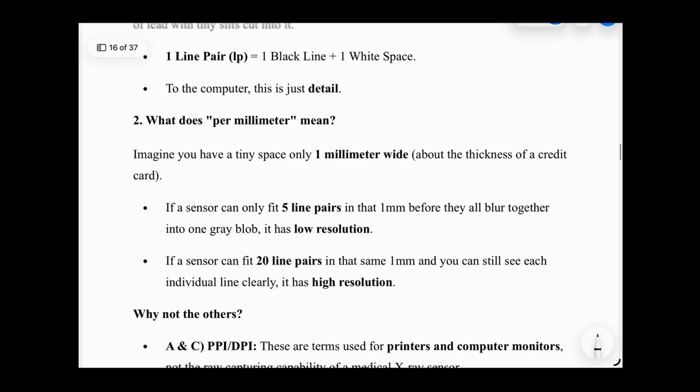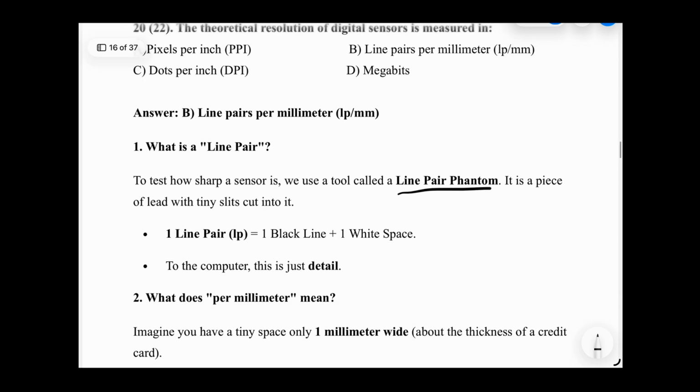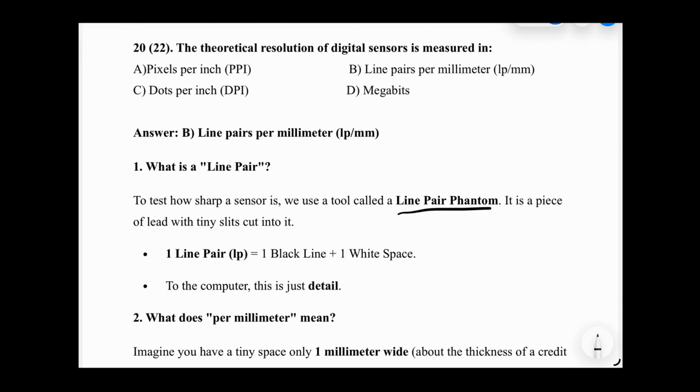Then what does per millimeter mean? Imagine you have a tiny space only 1 millimeter wide. If a sensor can only fit 5 line pairs in the 1 millimeter before they all blur together into one gray blob, it has a low resolution. And if a sensor can fit 20 line pairs in the same 1 mm and you can still see each individual line clearly, it has a high resolution. So we use line pairs per millimeter to measure the theoretical resolution of a digital sensor. So option B is the correct one.